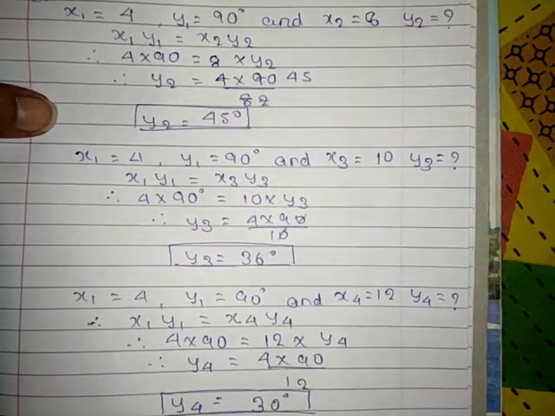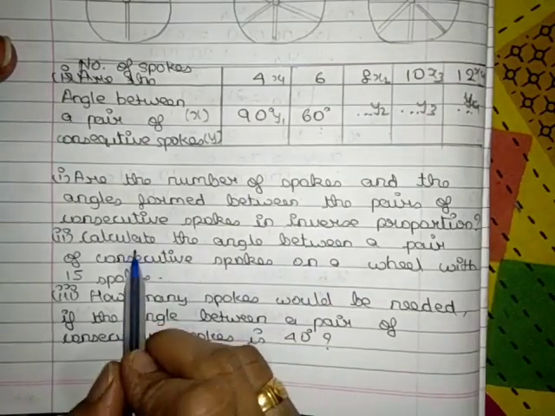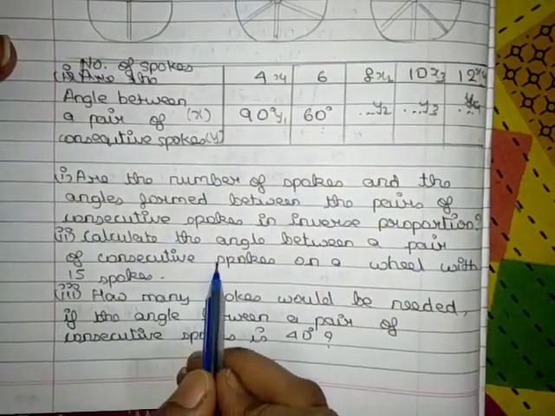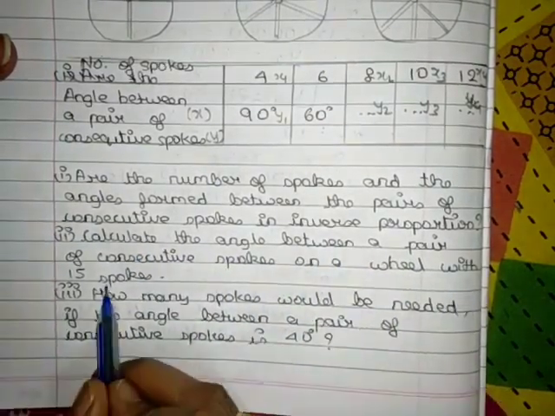Now what is our next question? The next question is: calculate the angle between a pair of consecutive spokes on a wheel with 15 spokes.